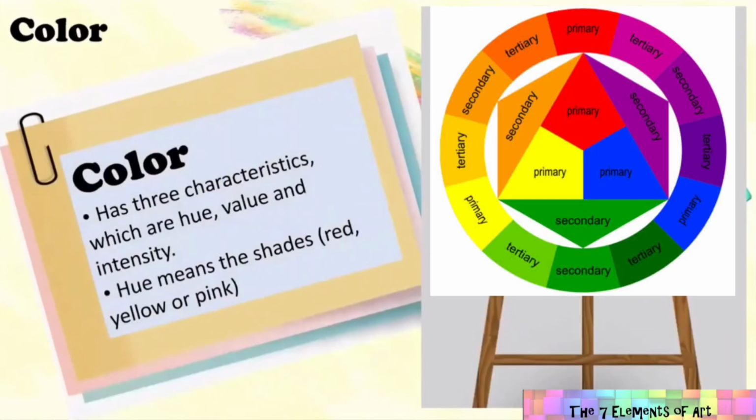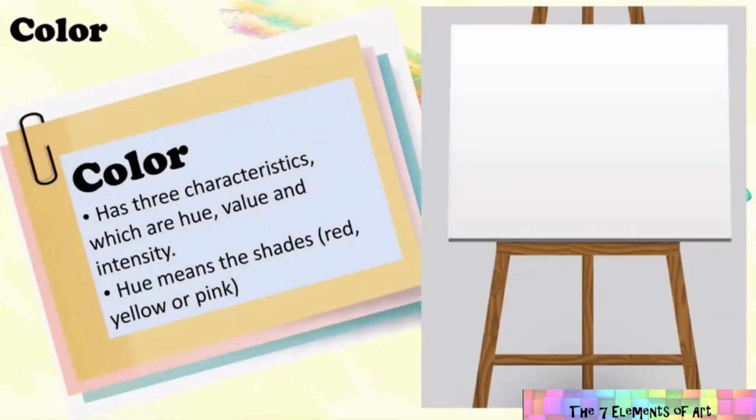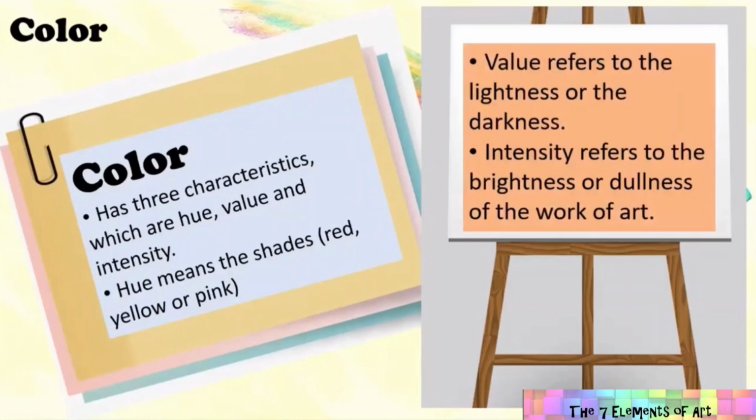The next element, we have color. Color has 3 characteristics, which are hue, value, and intensity. Hue means the shades: red, yellow, pink. Value refers to the lightness or darkness. Intensity refers to the brightness or dullness of the work of art.